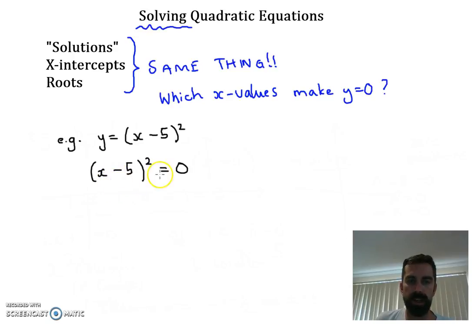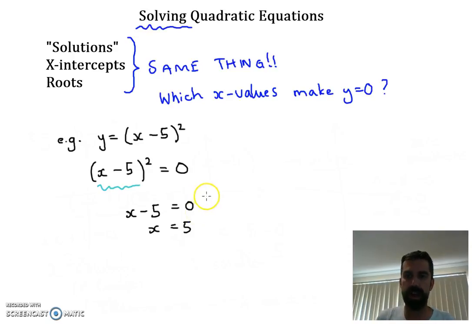The only possibility here to make all of this 0 is that this thing inside of the brackets, whatever it may be, is equal to 0. So easy done this time. In this case, x take 5 has to equal 0, so x has to equal 5.